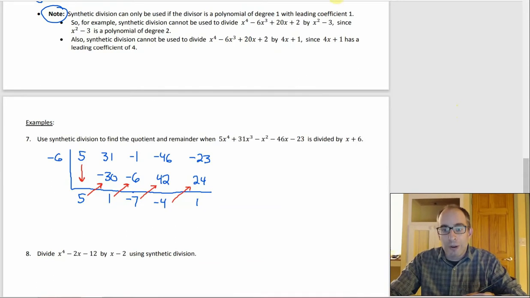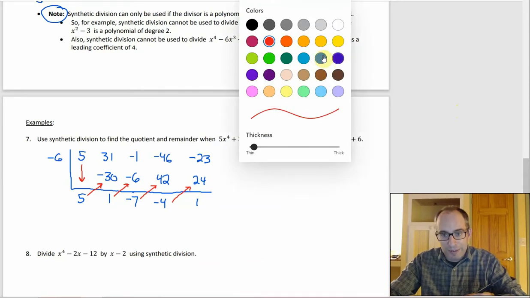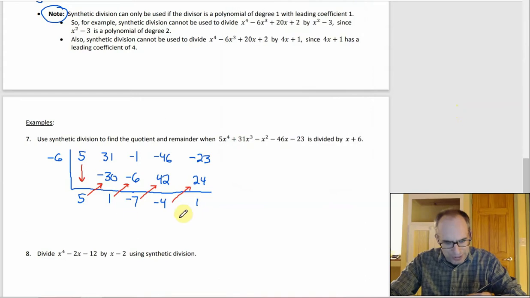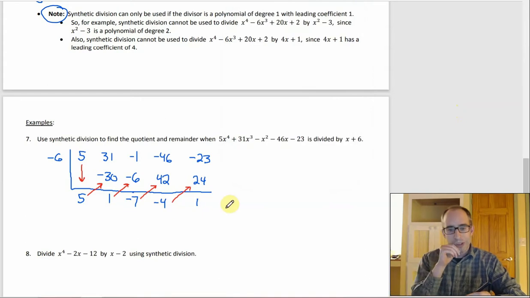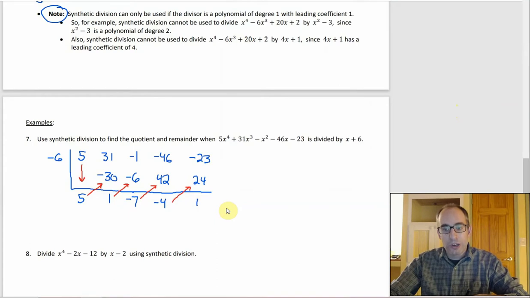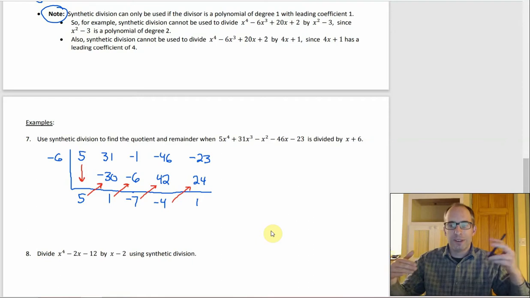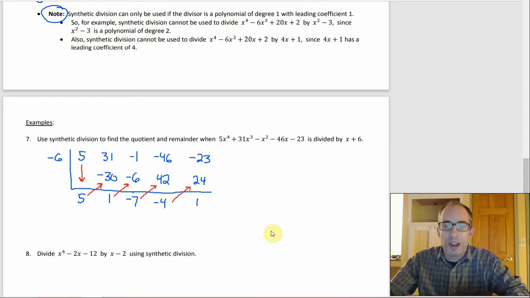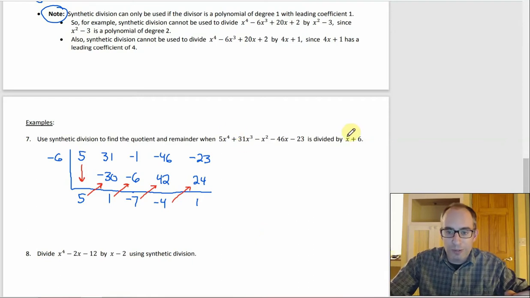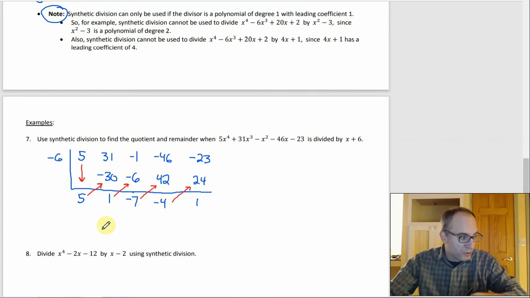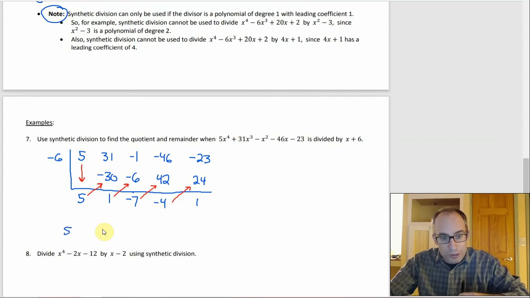Okay, so what polynomial is that? Because that's not really written as a final answer right now. It's just written with a bunch of coefficients. Well, the degree of the polynomial that you end up with should be 1 less than your dividend, because the degree you end up with should always be what you would get if you subtracted the 2 degrees of the polynomials that you're dividing. So you have a degree 4 and you're dividing by a degree 1, you're going to end up with a degree 3.